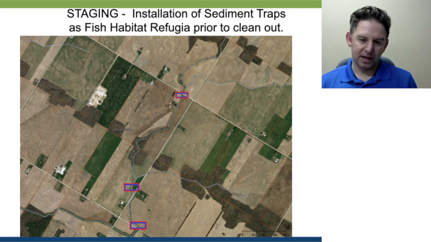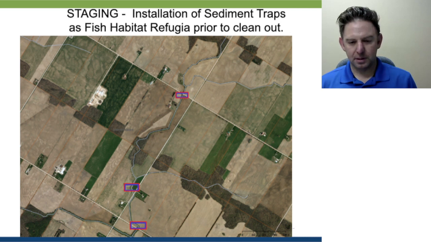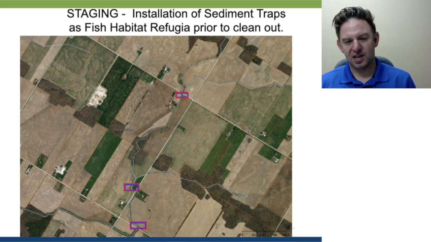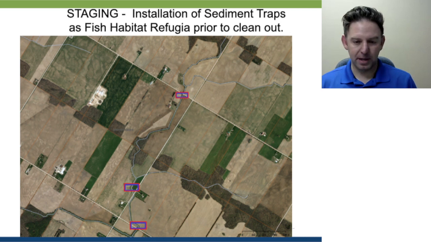One of the things I've probably seen twice now is where you build these sediment traps or fish refugia pools prior to doing the staging. That way you can do these sections at a time. It actually gives the fish a place. You'll push fish up and downstream as you do your maintenance. It gives those fish a place to settle out, and you can skip over them when you're continuing the maintenance.